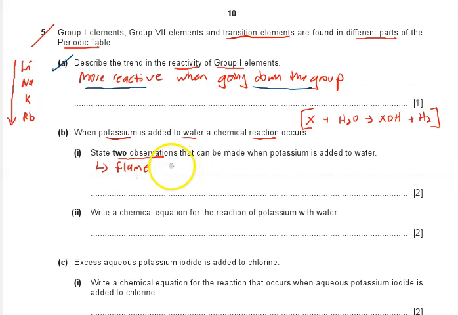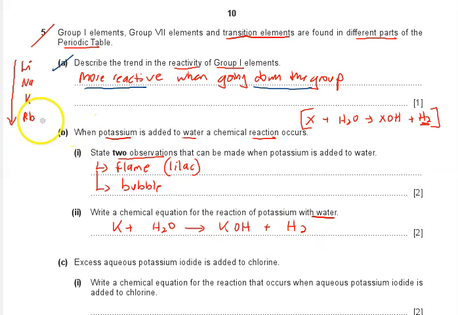You will see a flame, purple color, or more accurately a lilac flame. And observation number 2, you can see bubbles. The bubbles are due to this hydrogen gas. Okay, chemical equation, so we can use potassium plus, not hydrogen, sorry, with water. With water, it will produce potassium hydroxide with hydrogen gas.